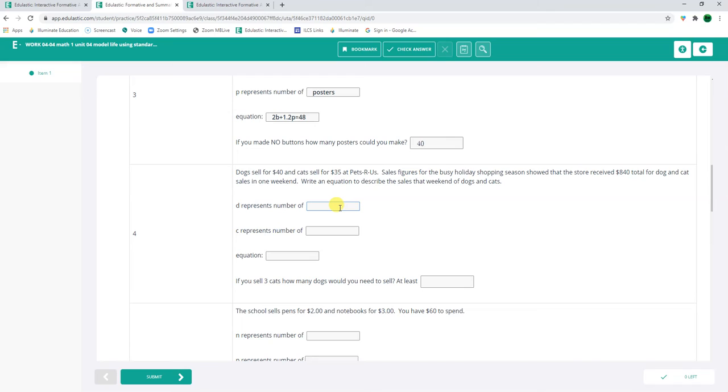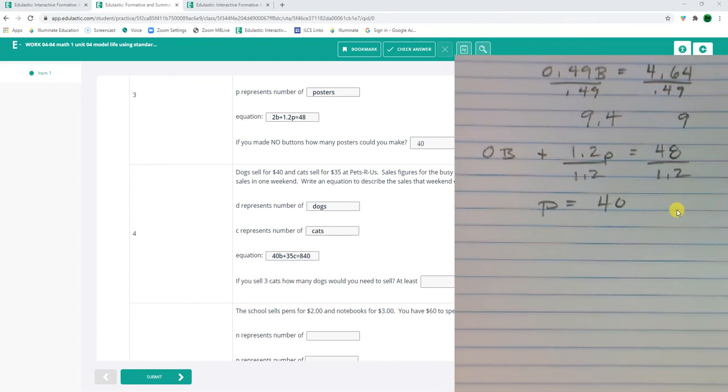Dogs sell for $40, so 40 times dog. D represents number of dogs. C represents number of cats. 40D plus 35C equals 840. And now let's figure out how many dogs I'd have to sell if I sell 3 cats.